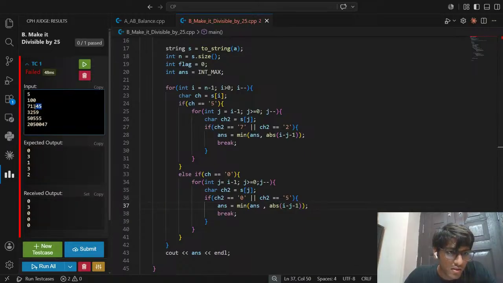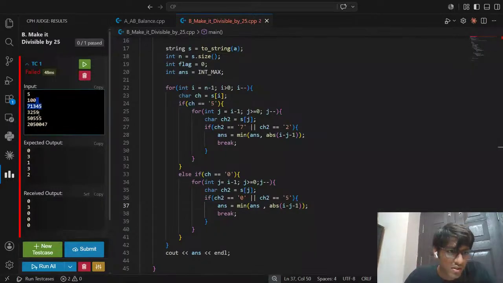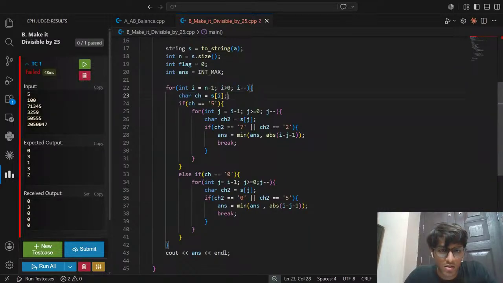And 5, for this case the answer is 1. Expected output is 1. No, it's working for this and this. For this, the expected output is 1. Okay, so n minus 1, char ch is s of i. If ch is equal to 5, which isn't, and it's also not equal to this, so it's i minus minus. Then ch is equal to 5.